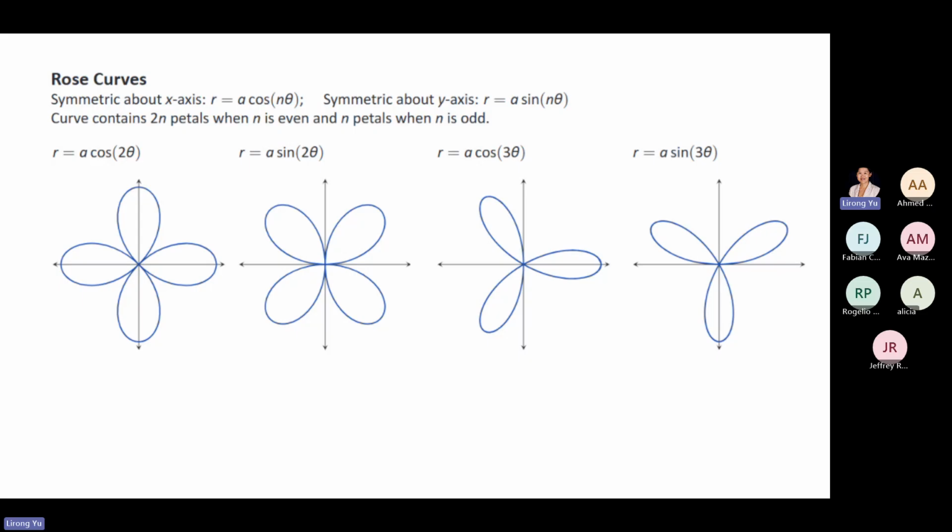Cosine 0 equals 1, so you can see on the x-axis it's 1, 0 there. But sine 0 equals 0, so sine starts from 0. So then they have different shapes, even though cosine 2 theta and sine 2 theta are being compared over here. On the other hand, if it's an odd number, such as cosine 3 theta or sine 3 theta, then you have 3 petals. If it's an odd number, that odd number is the number of petals, so we don't have to double the number to get the number of petals. Any questions?